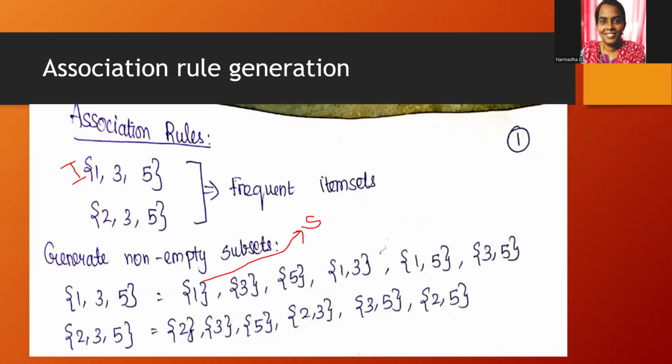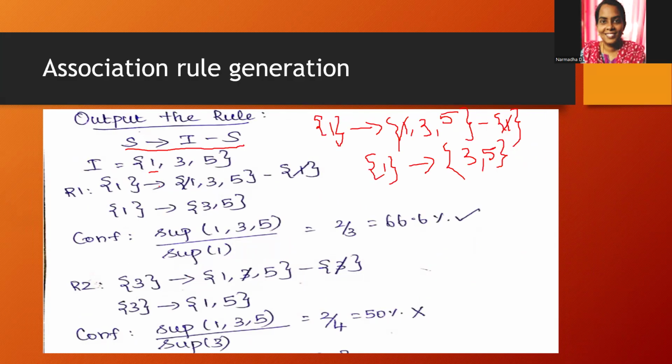And what is S? The first subset is 1. So 1 derives 1, comma 3, comma 5 minus 1. Now this is a subtraction, right? So you can strike this one off, and the rule you get is 1 derives 3, 5, because out of the subtraction, these two got eliminated and we are left with 1 derives 3, comma 5. So that is the rule.